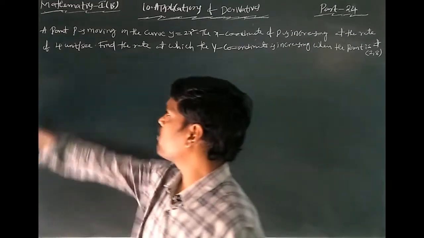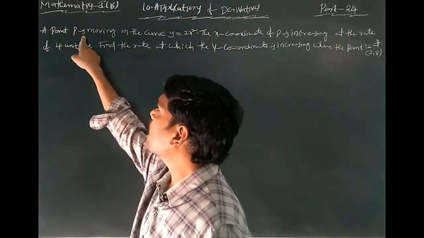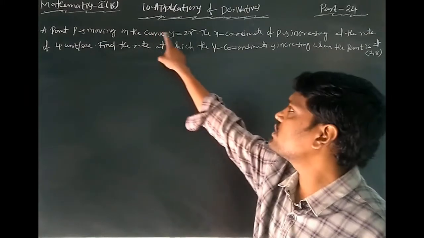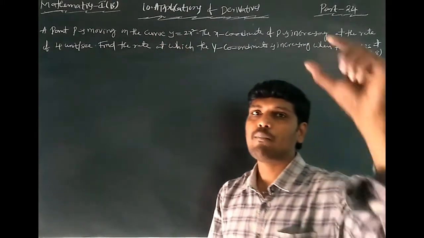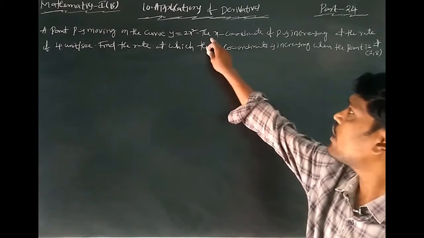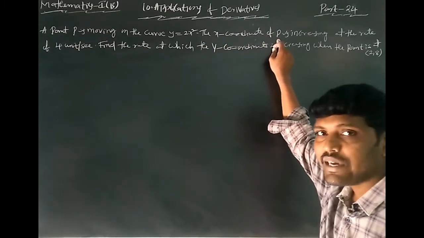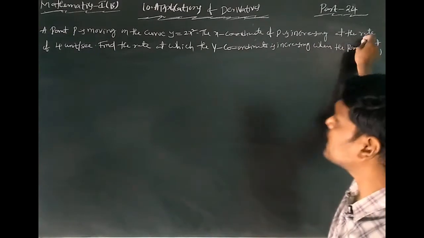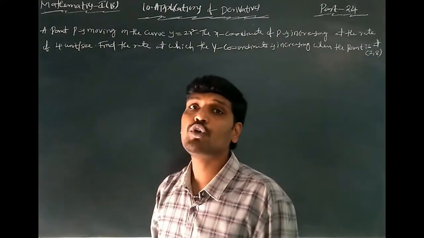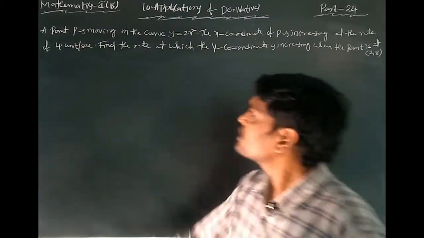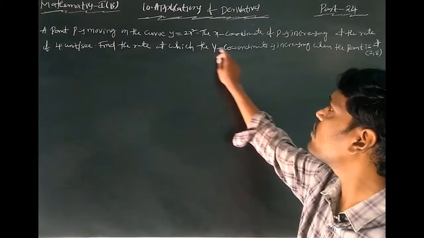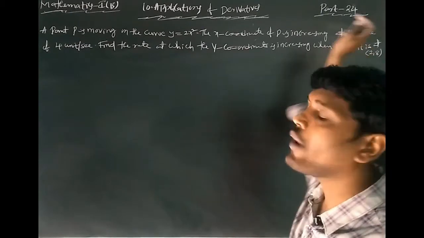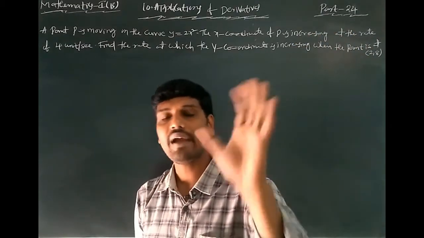What is the first problem? A point P is moving on the curve. Curve is given y is equal to x square. Point P is moving. The x coordinate of P is increasing at the rate of 4 units per second. Find the rate at which the y coordinate is increasing when the point is at (2, 8).